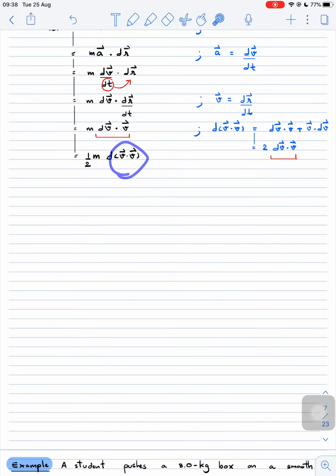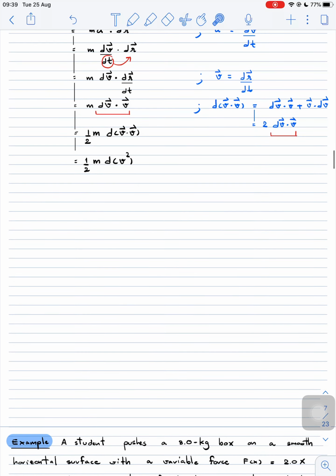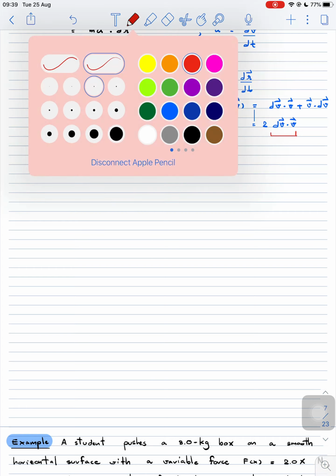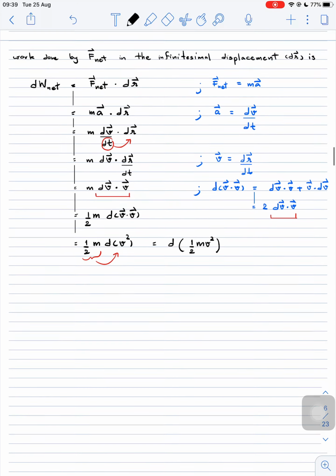V dot v equal to what? V dot v is just equal to v square, right? Then here we have that equal to 1/2 times m and then times the derivative of v square. Okay, 1/2 m is just a constant, so we can bring it into this parenthesis. It's going to be equal to the derivative of 1/2 times m and then times v square.